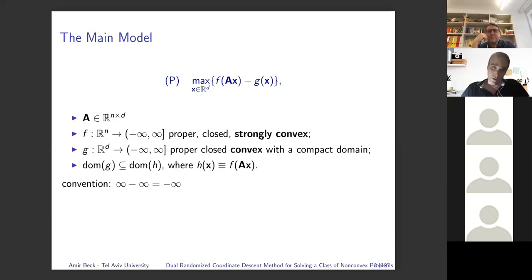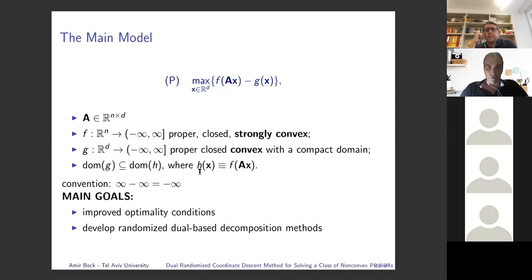Also, I assume that the domain of g is contained in the domain of h. h is the composition of f with the linear transformation Ax. So the domain of this guy is included in the domain of this expression. Of course, we can have situations where we have infinity minus infinity. And in this case, the convention will be that infinity minus infinity is minus infinity.